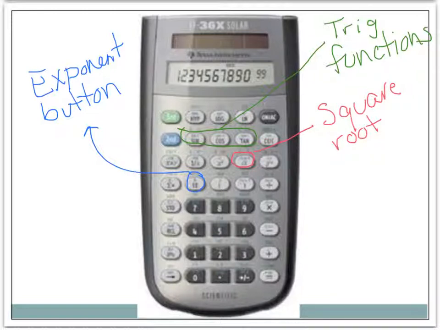The next button I asked you to identify is the square root sign. On these calculators, you put in the number first. So say we want to take the square root of 700. We would put in 700 and then press square root.